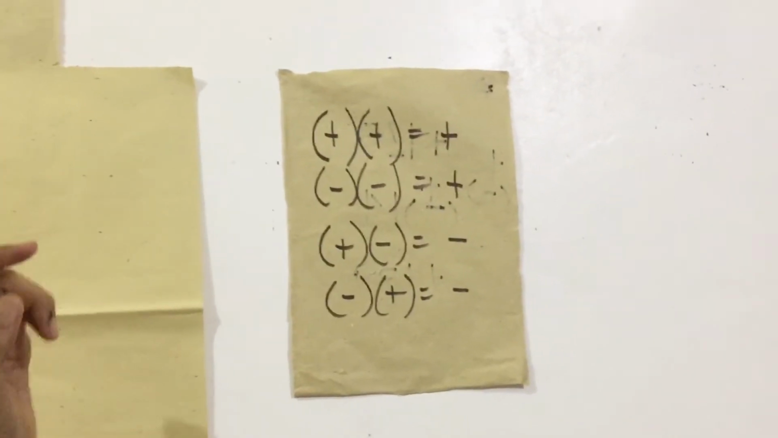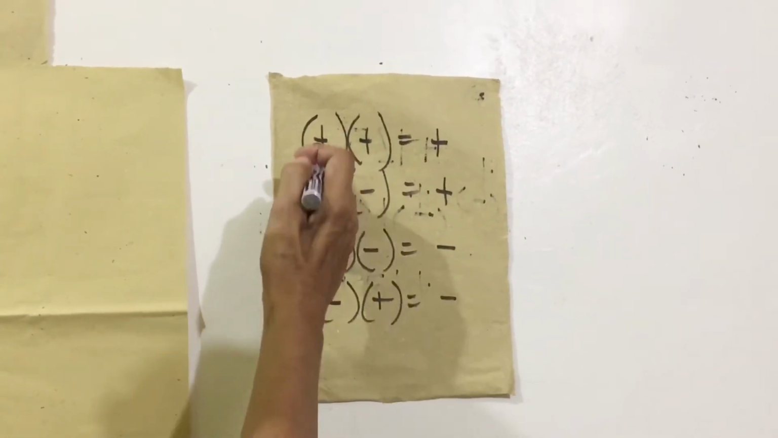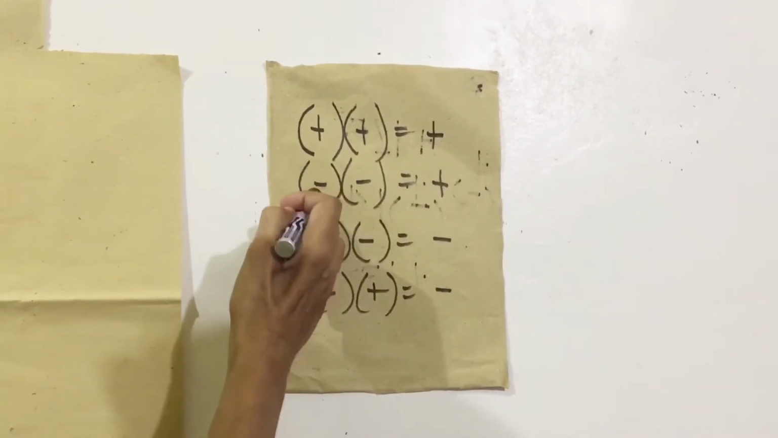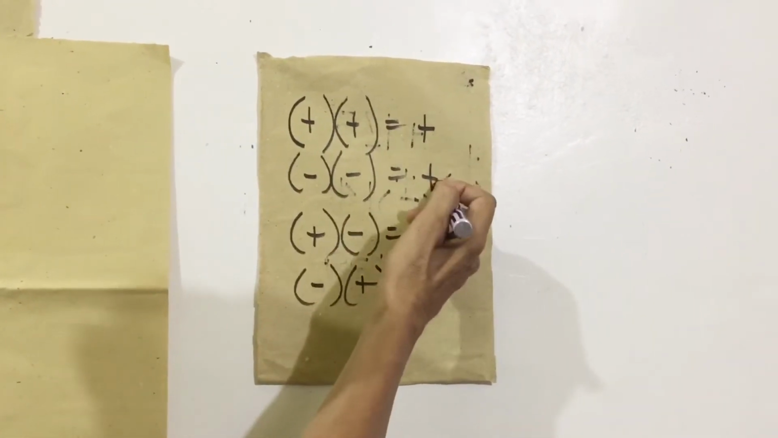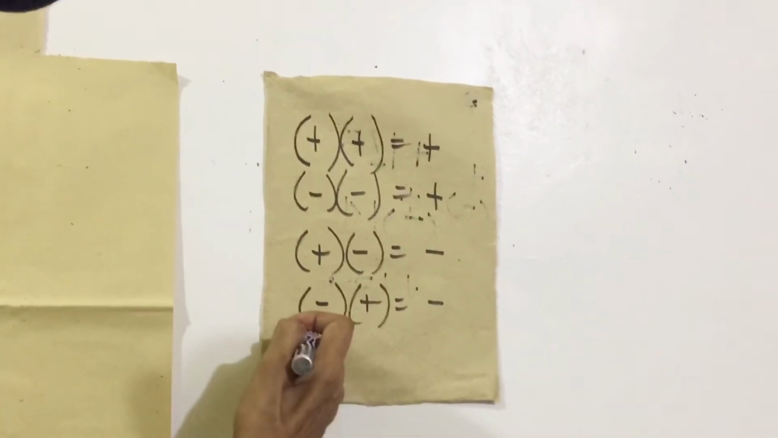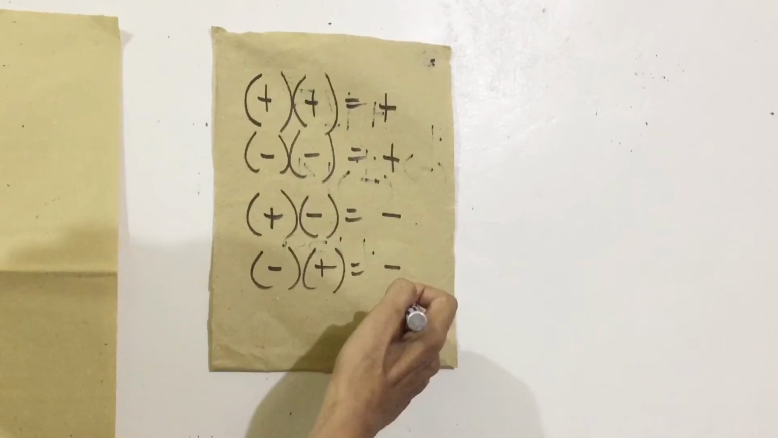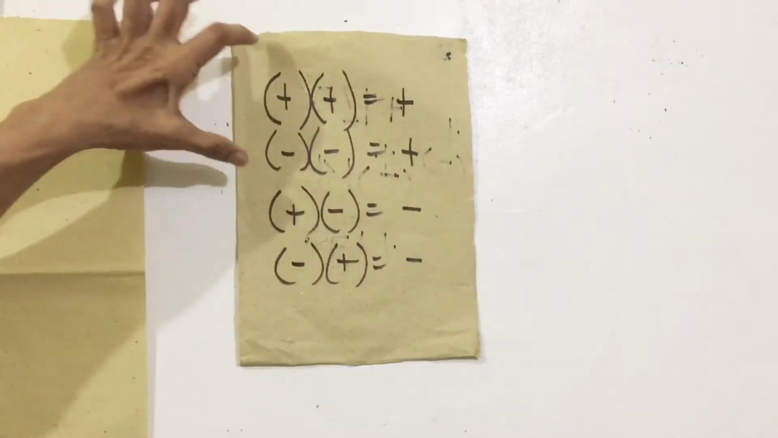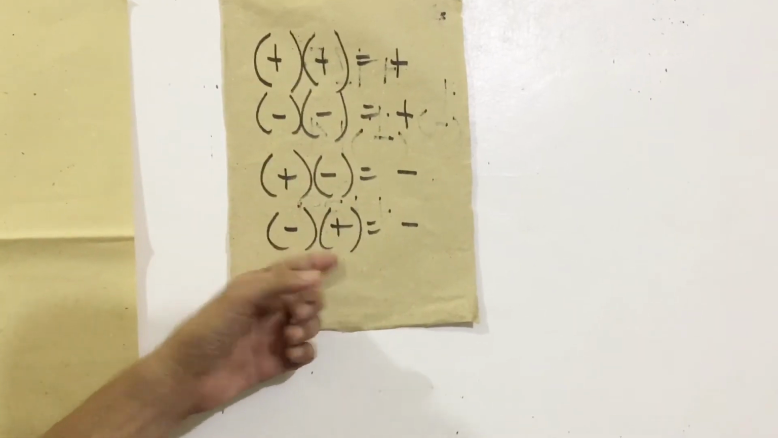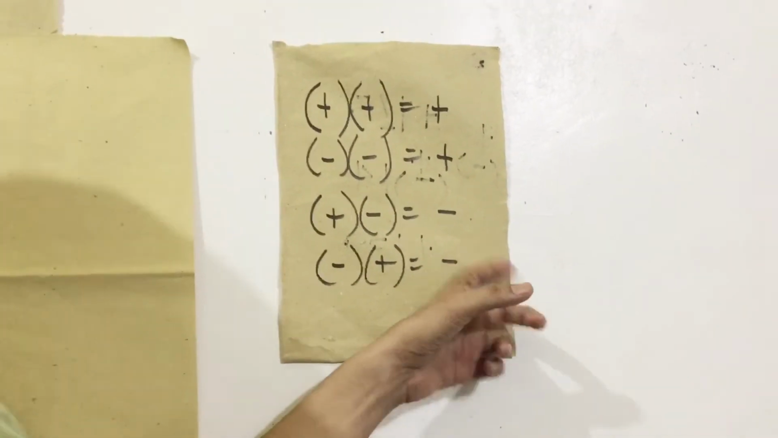Pag nag-multiply tayo ng positive times positive, the answer is positive. Negative times negative equals positive. Positive times negative equals negative. Negative times positive equals negative. In other words, kapag like sign, all positive. Pag unlike sign, all negative ang ating sagot.